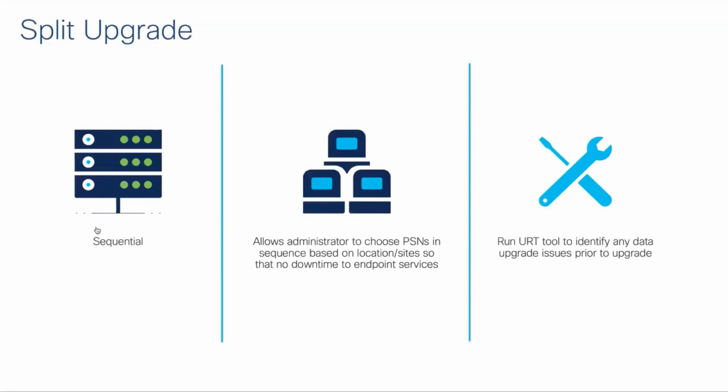The split upgrade process, however, doesn't have the URT included within it at this point in time. So you have to actually run the upgrade readiness tool before upgrading your deployment. This might get avoided in future releases.